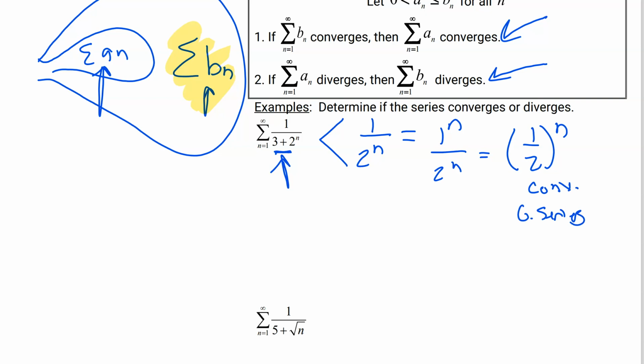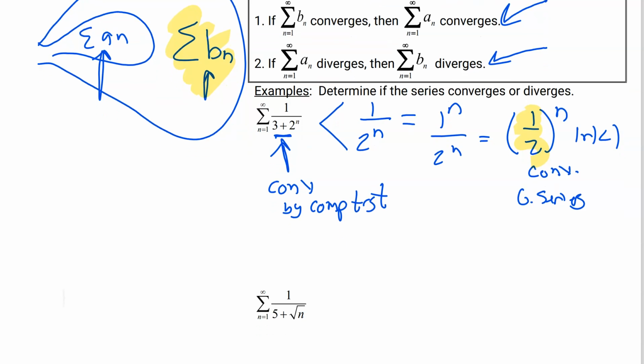And in that geometric series, this r value, the absolute value of r is definitely less than 1 because r is 1/2. So that series converges because it's a geometric series. Therefore, the original series converges by the comparison test. Okay.